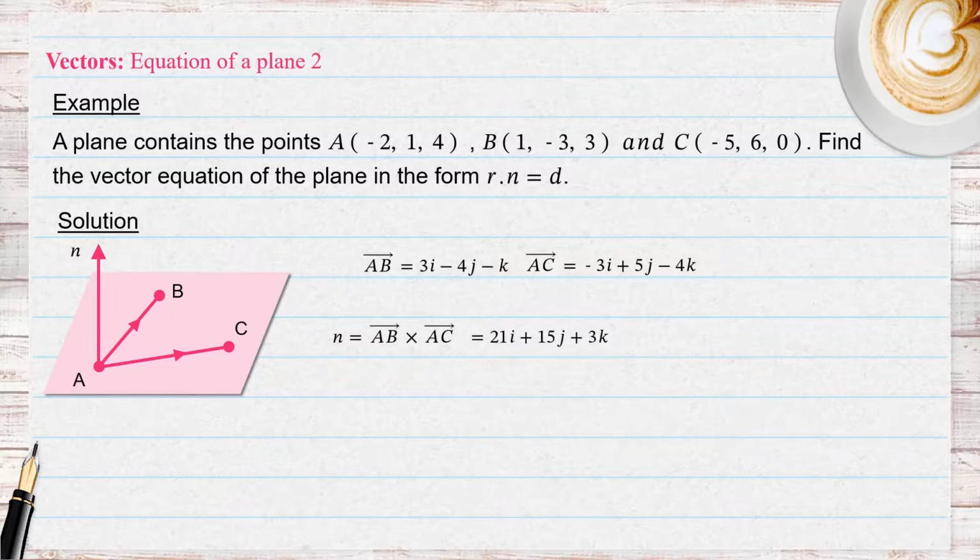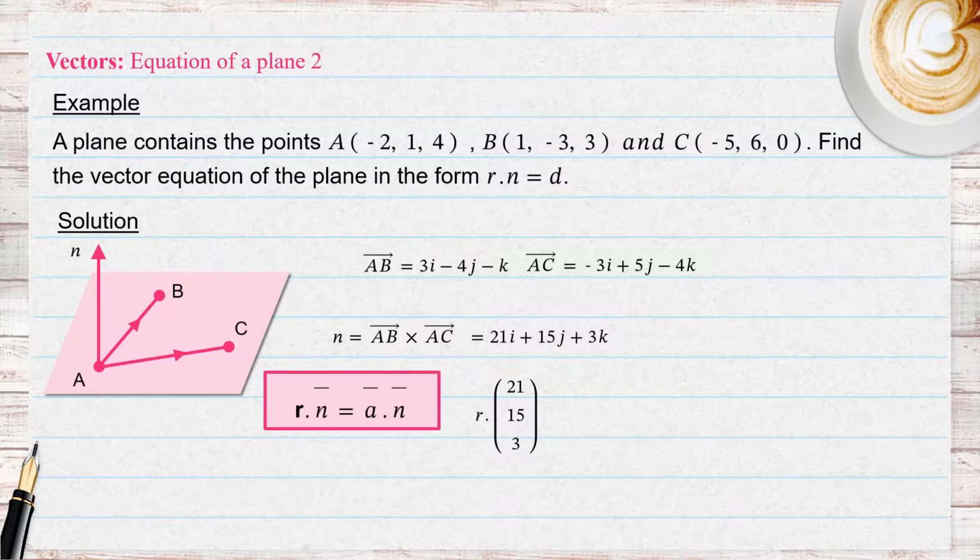And here it is. So using r dot n is equal to a dot n, we'll be saying r dot n, which is the normal, which is 21, 15, 3, and it's equal to a dot n. For a, I'll take any point on the plane. I'll use the point A, which is minus 2, 1, 4, and it's dot 21, 15, and 3.